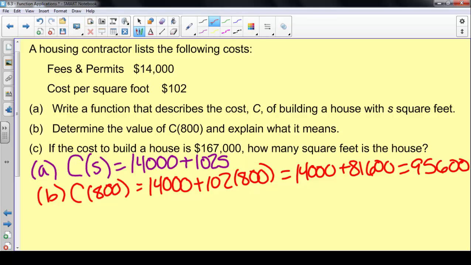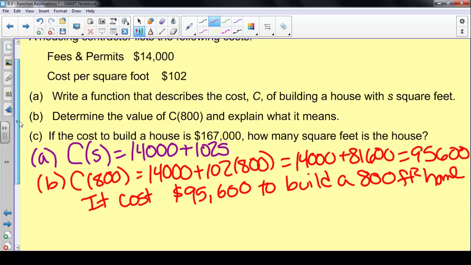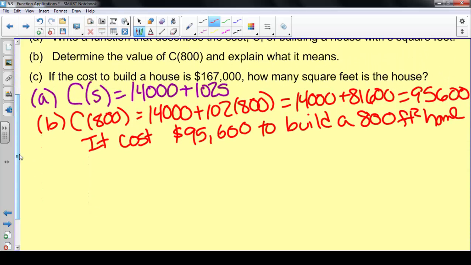And it says explain what it means. So that's where we're going to go back to our words. So it's going to cost $95,600 to build, and our S was 800. So build an 800 square foot home. And now we still have to do C.